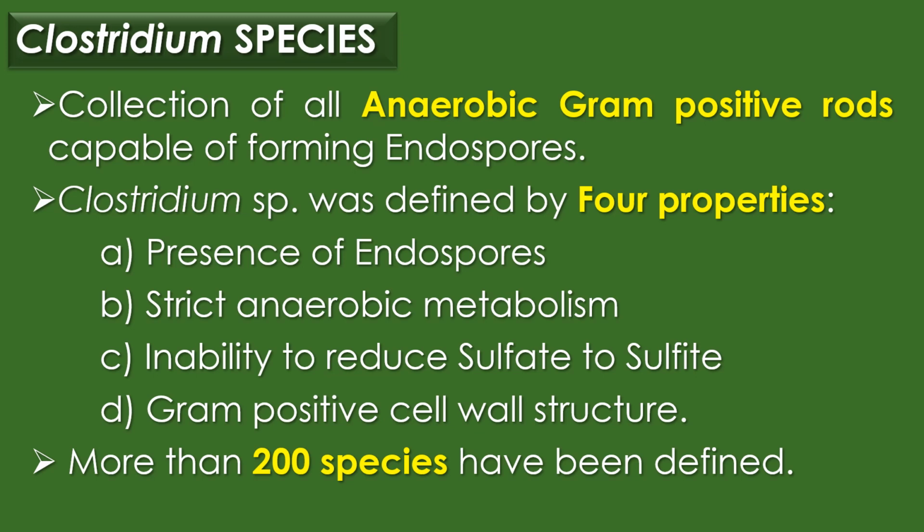The genus Clostridium was defined by four properties. The first property is presence of endospores. The second property is strict anaerobic metabolism. The third property is inability to reduce sulfate to sulfide. And finally, the fourth property is gram-positive cell wall structure. More than 200 species of Clostridium have been defined currently.